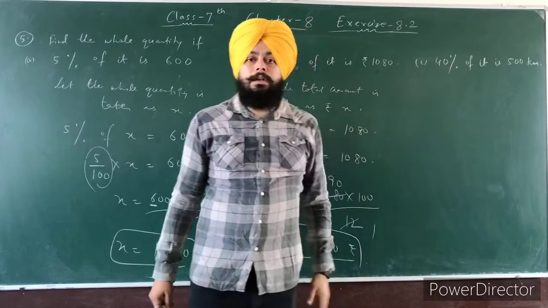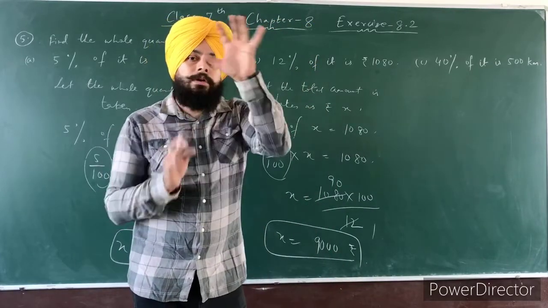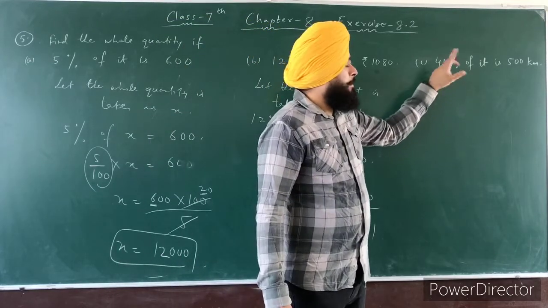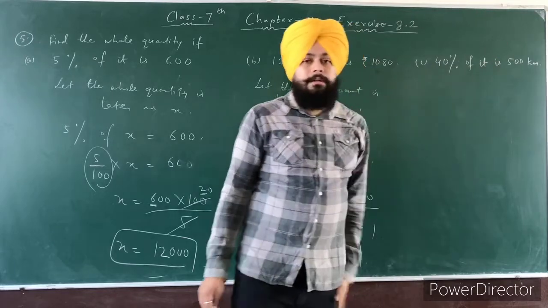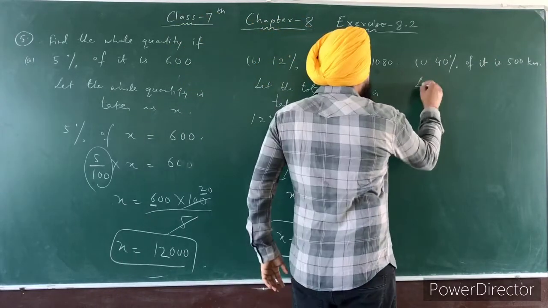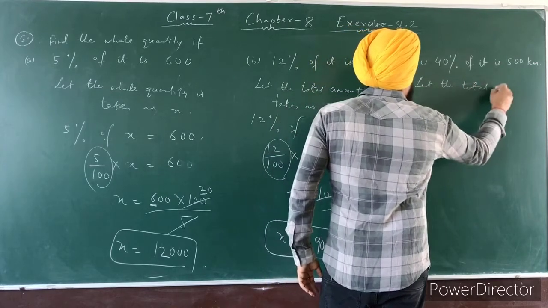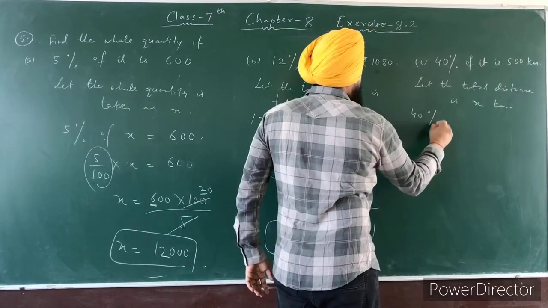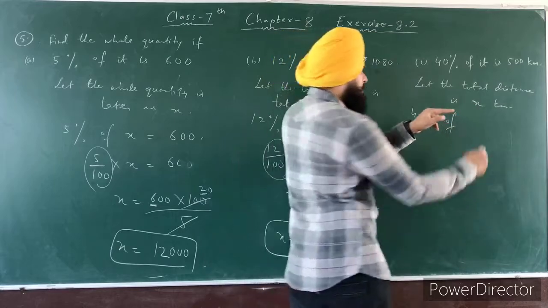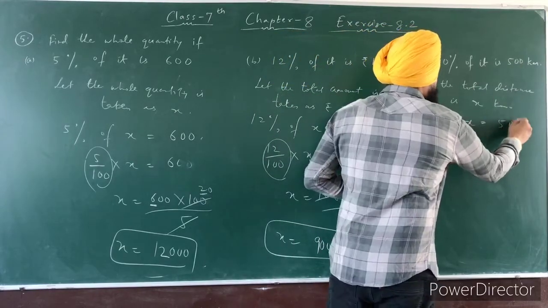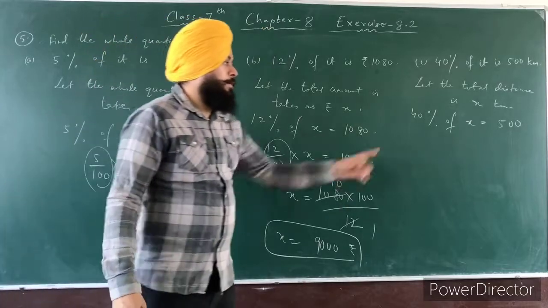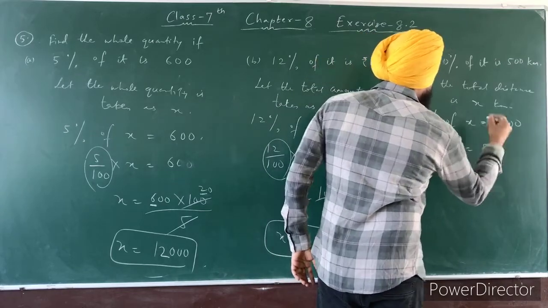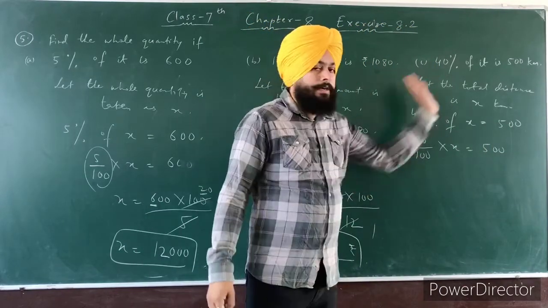This is the last C part. 40% of it is 500 kilometer. It means you have to find the total distance that is taken as X. Alright. And 40% of that X is how much given? 500 kilometer. So right here let the total distance be X kilometer. And the 40% of total distance, that is X, is given 500. Clear, students? Now the 40 over 100 is written as 40 over 100 of means multiply X is equal to 500.